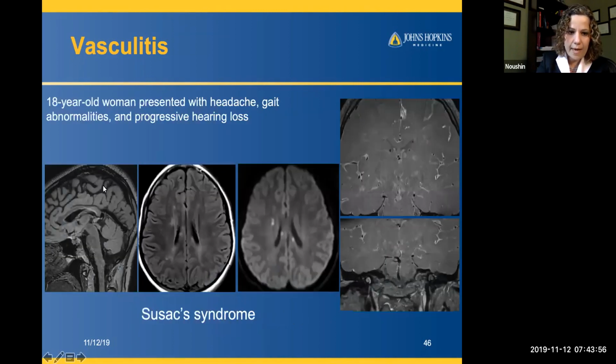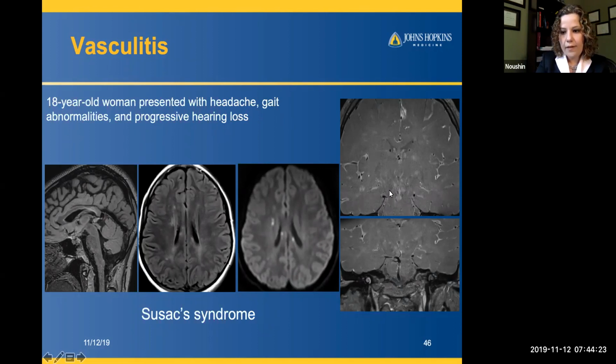This is a case we had, an 18-year-old woman who presented with encephalopathy, some headache and gait abnormalities, and she had a long history of progressive hearing loss. On MRI, we saw multiple foci of small infarcts involving the corpus callosum, especially the middle fibers. This is a sagittal T2 weighted image. You see the abnormality of the corpus callosum.